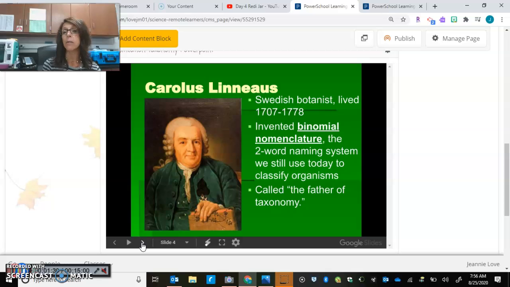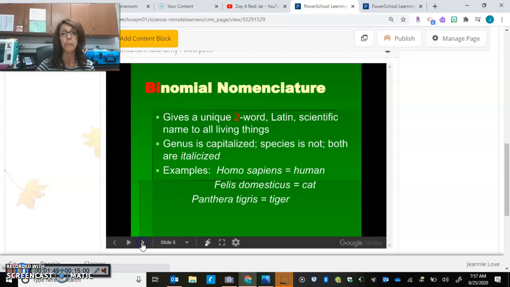Carolus Linnaeus was the father of taxonomy. He came up with binomial nomenclature. It's a two-word naming system. We still use it today, our genus and our species name. A lot of times it's a Latin scientific name given to all living things. The genus is capitalized, the species is not.